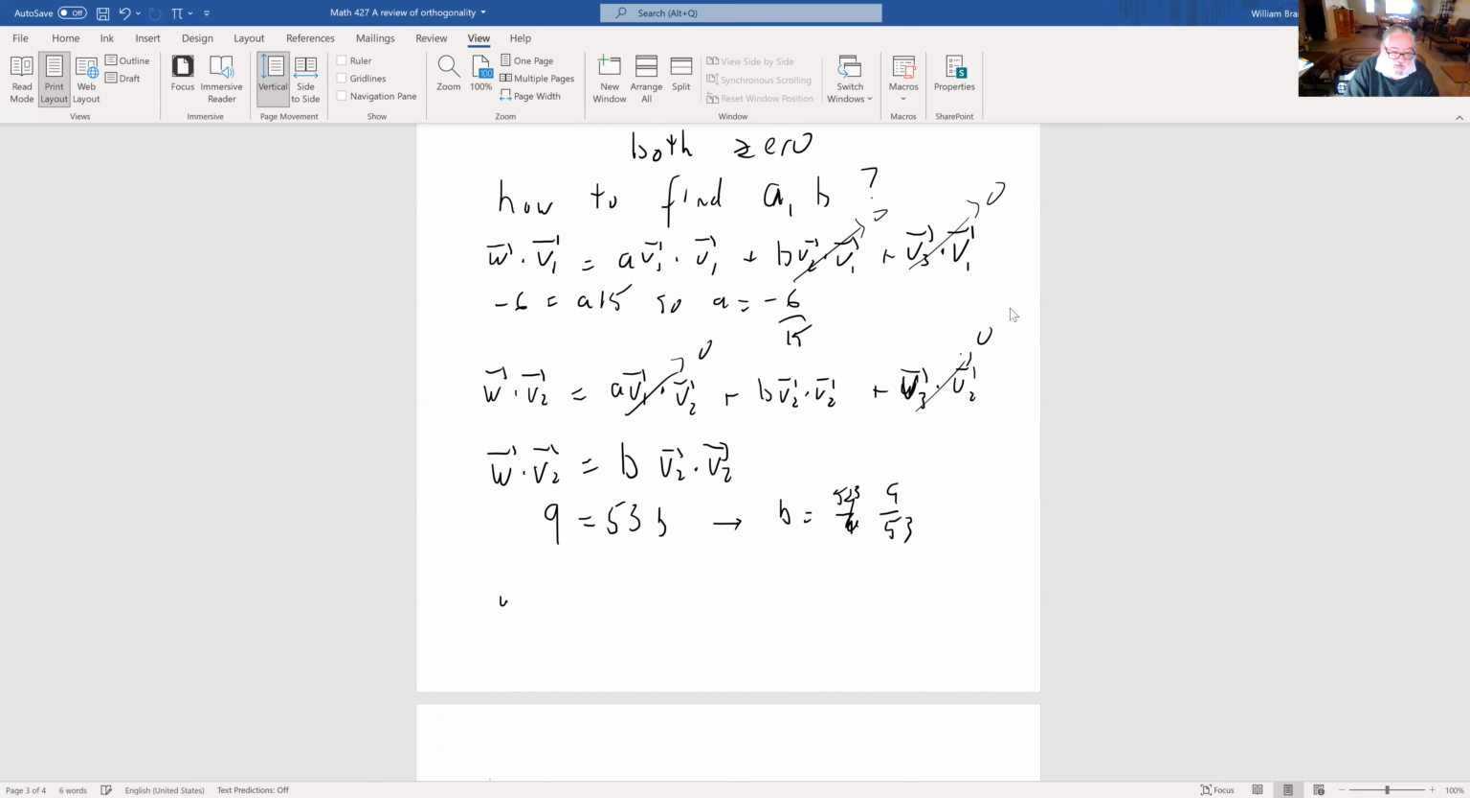So we've broken down W into 3 parts. The part along V1, which is minus 6 over 15 V1, plus a part along V2, which is 9 over 53 V2, plus a third vector V3. And you can actually calculate V3 because you know W, you know V1 and V2. It's a partial decomposition because in 4 dimensions, if we only have 2 vectors, that's not an entire basis of the space.